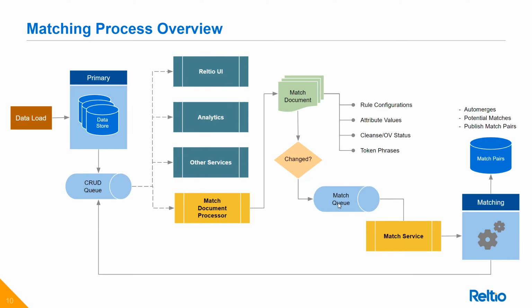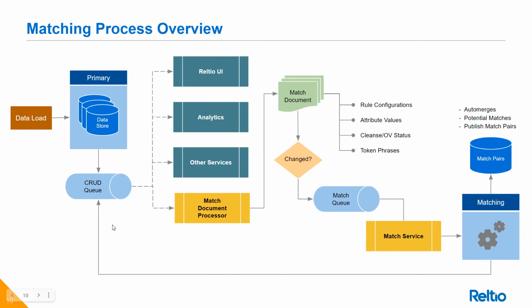Once the message is delivered here, the matching service is invoked and we trigger the matching or the comparison part. If a pair is found to be a potential match, a potential match is created. If a pair is found to be a match that has to be automatically merged, then the record is updated and put back in the CRUD queue, and the cycle continues.